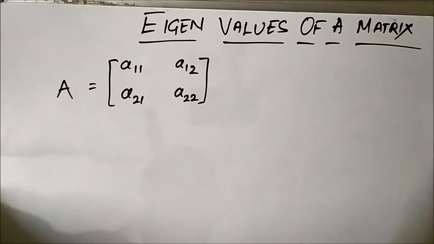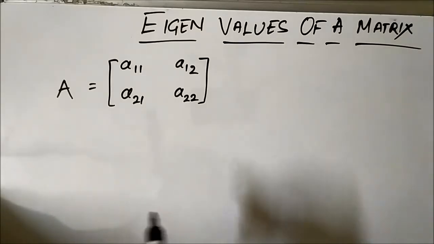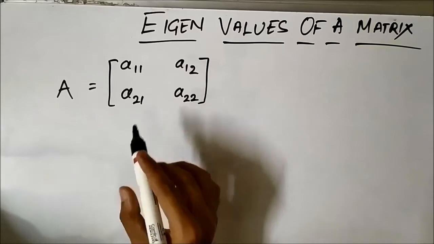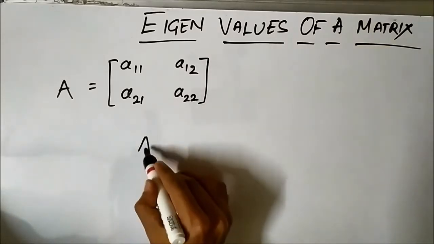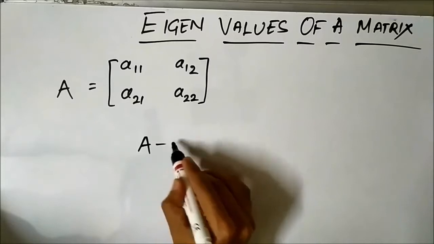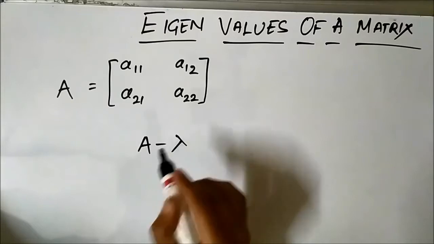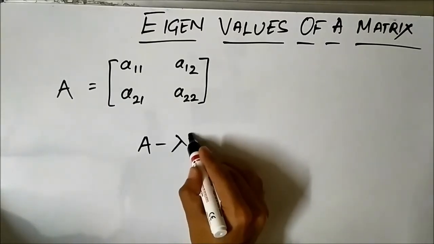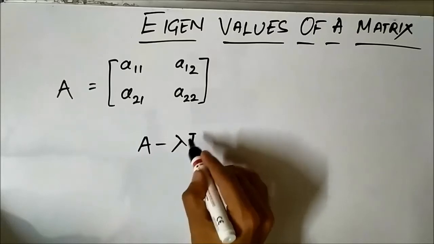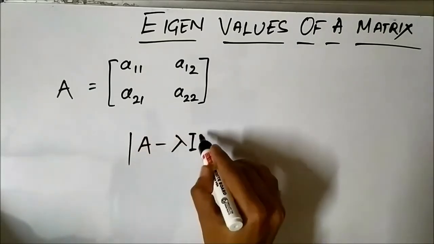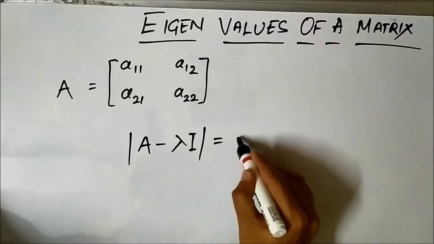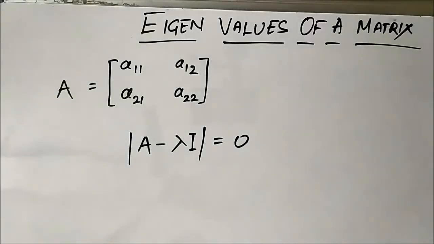Now the characteristic equation for determining the eigenvalues is this: A, which means this matrix, minus lambda, okay, lambda is the symbol for the eigenvalue, multiplied with the unity matrix. We have to determine this determinant value. It will come up in the form of an algebraic equation of order 2 or order 3. Then we have to solve it and determine the eigenvalues.